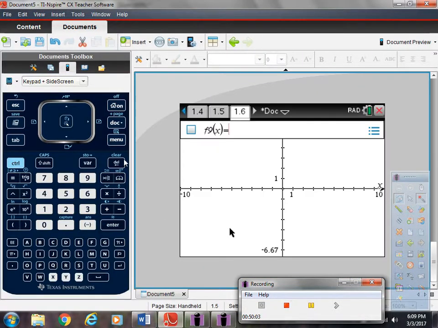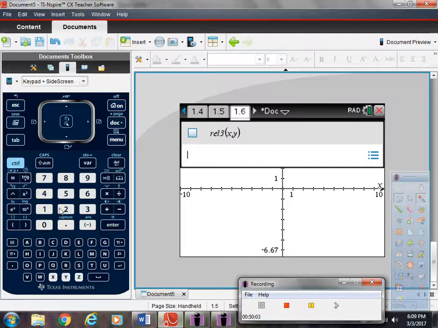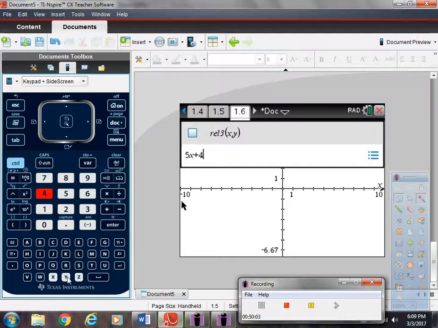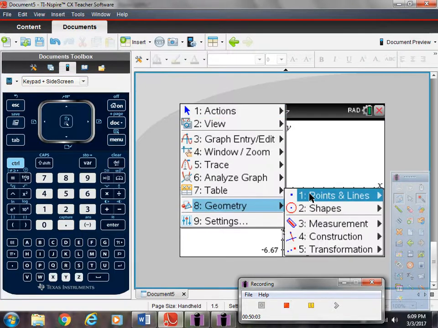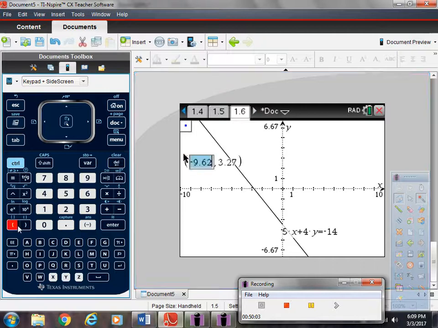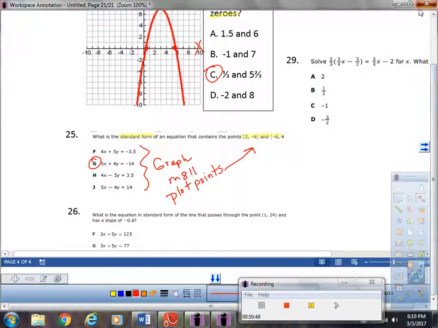So I'm going to go to relations. I'm going to type in 5x plus 4y equals negative 14. I'm going to go to menu, 8, 1, 1. I'm going to open the parentheses and type in each one of those points to see if they're on the line. So 2, enter, negative 6, enter. See how the point ended up being on the line. Do the next one, parentheses, negative 6, enter, 4, enter. Boom. See? Both of them have to be on the line, so that's the correct answer. Okay. All right, so let's look at number 26 next.